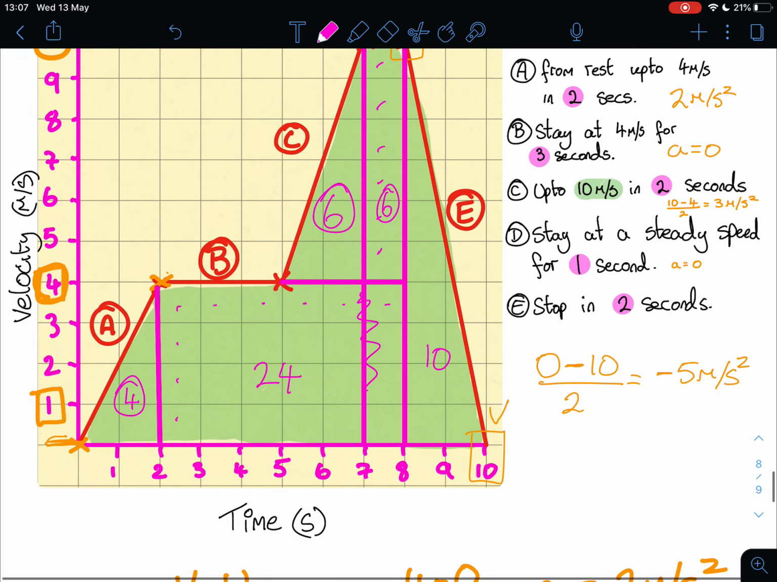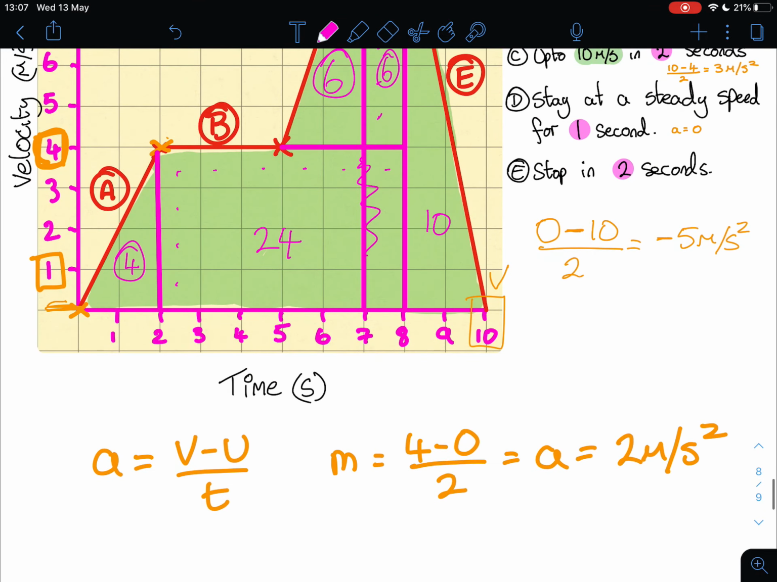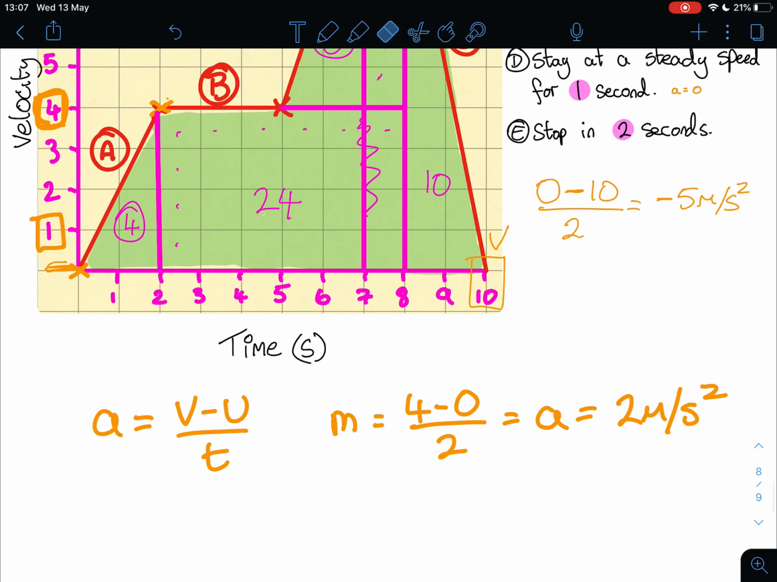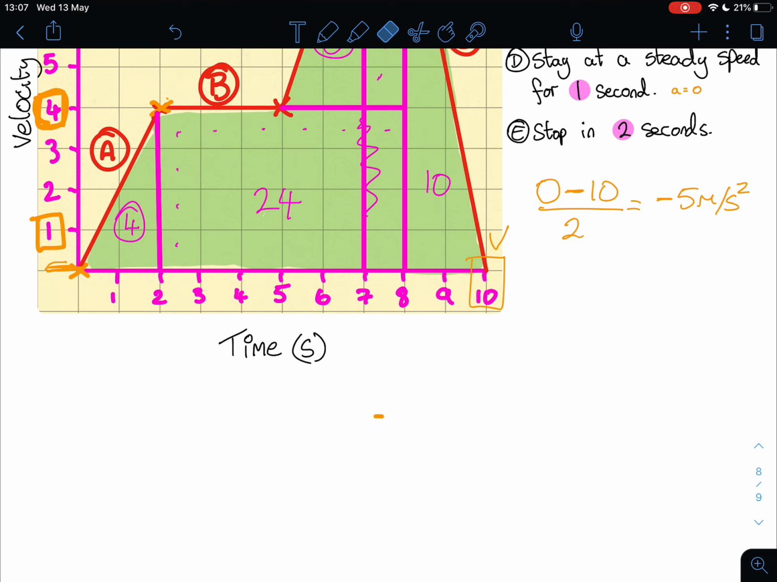So then we just write them out. We're jumping all over the place. I'm just going to wipe this stuff out so I've got room underneath. There we go.